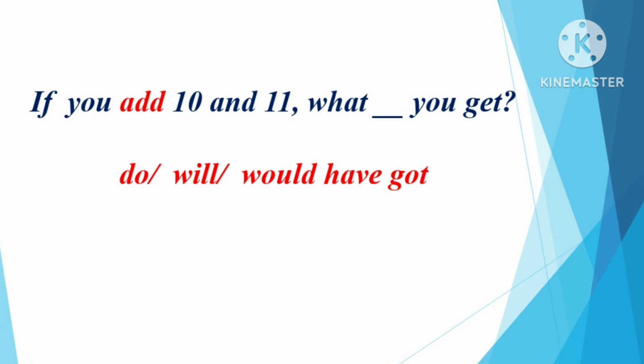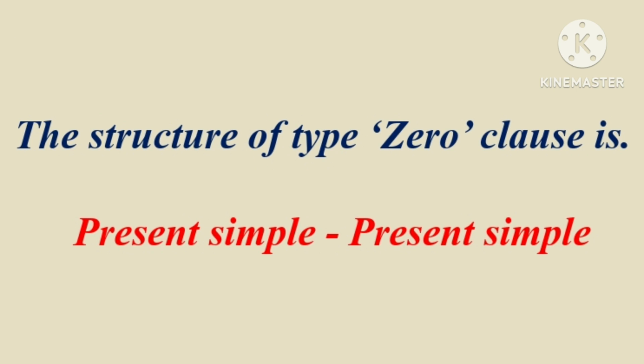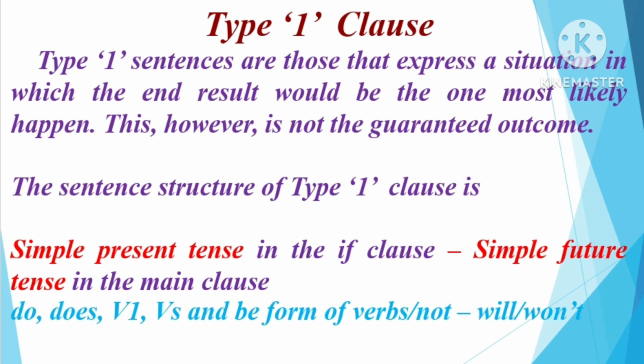So far we have studied the zero conditional. The structure of the zero clause is present tense in the if clause and simple present tense in the main clause. Let us see the type 1 clause.